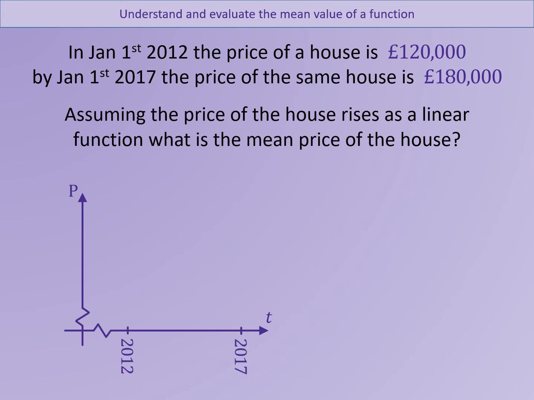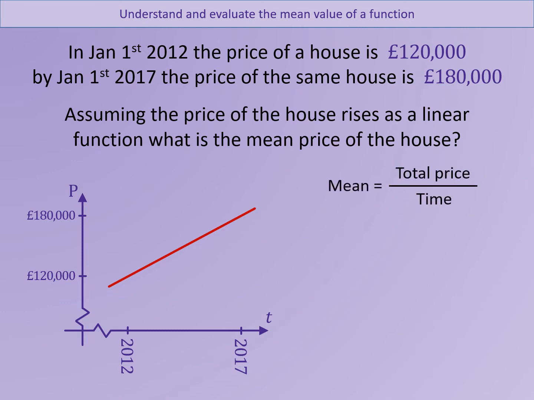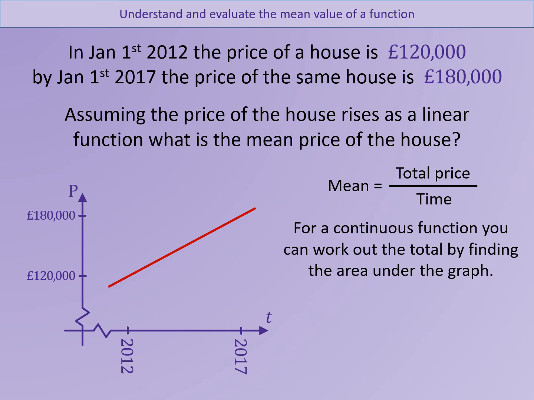So we can draw a graph here showing the two values. If we assume a linear increase, we have a straight line here. So the mean can be calculated by finding the total price over the amount of time. Now, because this is a continuous function, we can actually find the total by finding the area under the graph. This is similar to finding, for example, the area under a velocity time graph to find the distance that has been travelled.